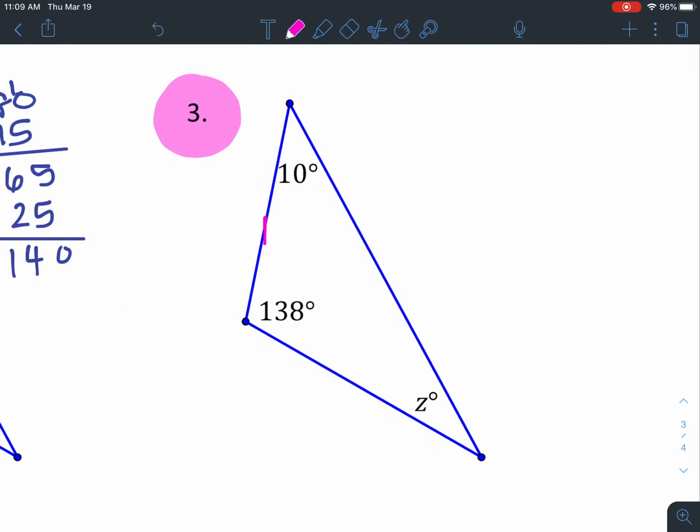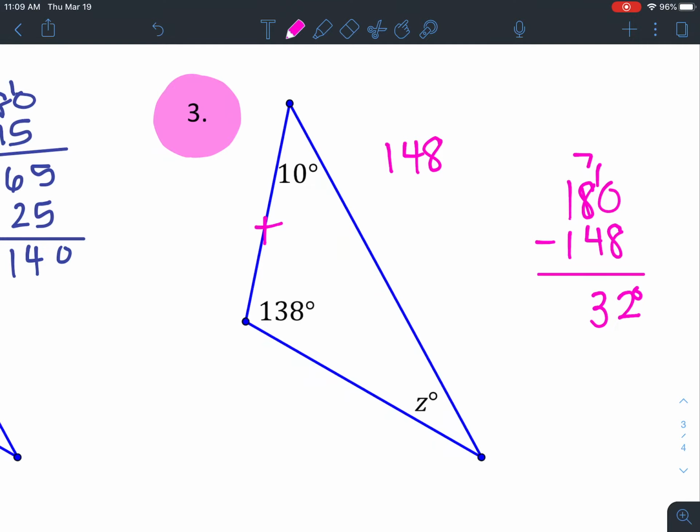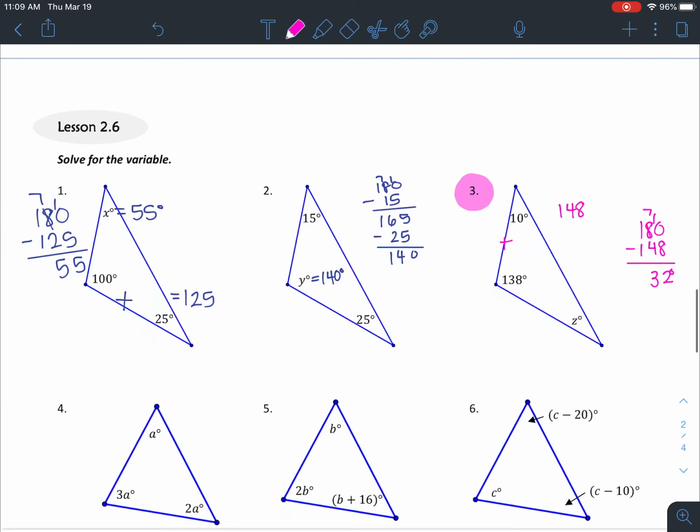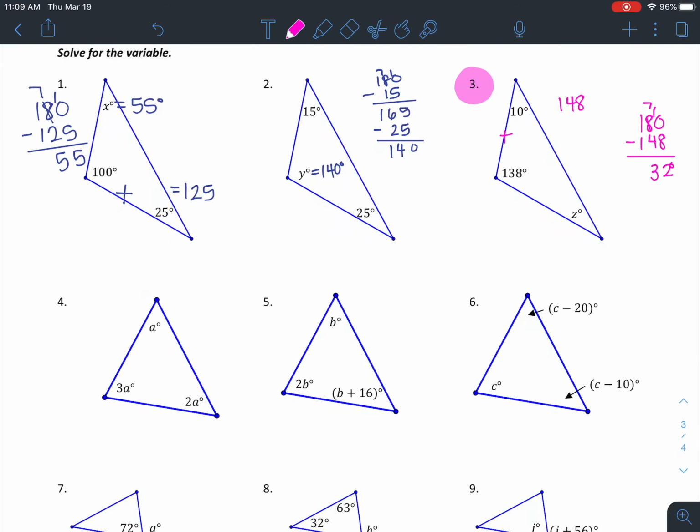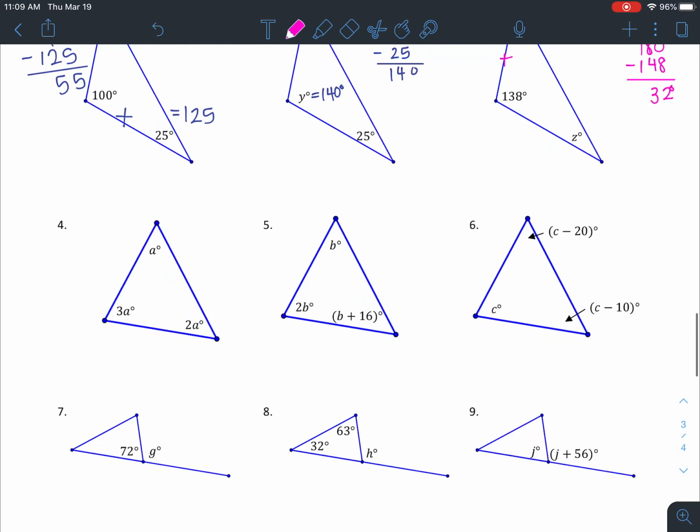All right, I'm going to go ahead and add these together. So it gives me 148. So now 180 minus 148. Our answer for this one should have been 32 degrees. Let's look at a couple that aren't just straight out. So number 4.